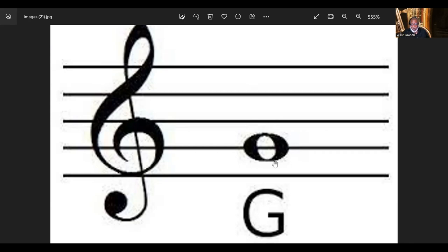Like, again, the musical alphabet goes from A through G, A, B, C, D, E, F, G. So the space below the G is the letter before G in the alphabet, which is, say it, F. Very good. And the line that's below the F is the letter that comes before F in the alphabet, and that's E. And the space down here is the letter that comes before E in the musical alphabet, which is D. Very good. Outstanding. Because that's how the system works.